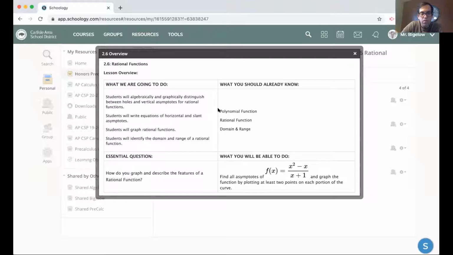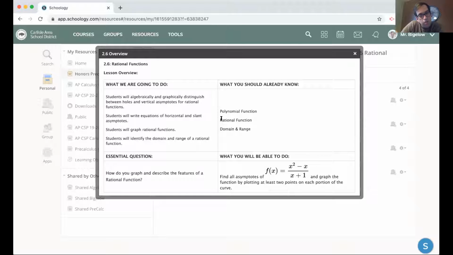What you should already know, obviously, is a polynomial function. A rational function, a word that I keep saying over here, is a fraction of polynomial functions, right? Here's an example down here in the bottom right box. You have a polynomial in the numerator and a polynomial in the denominator. And together that makes a rational function.